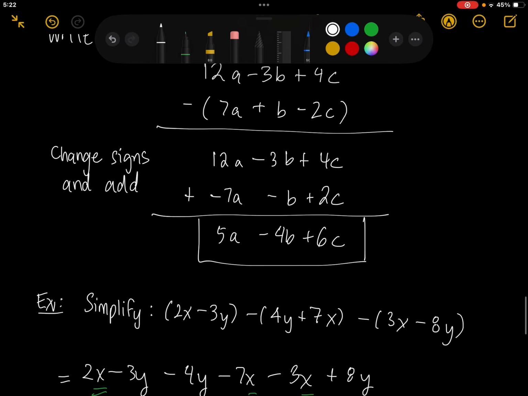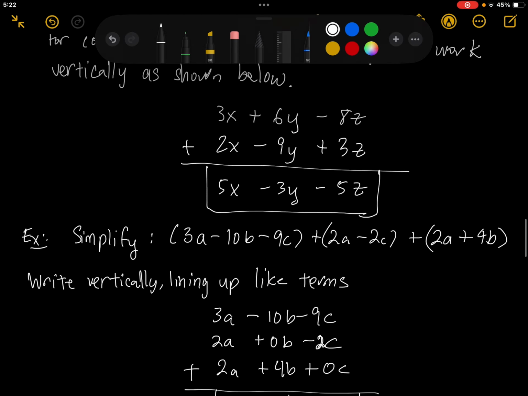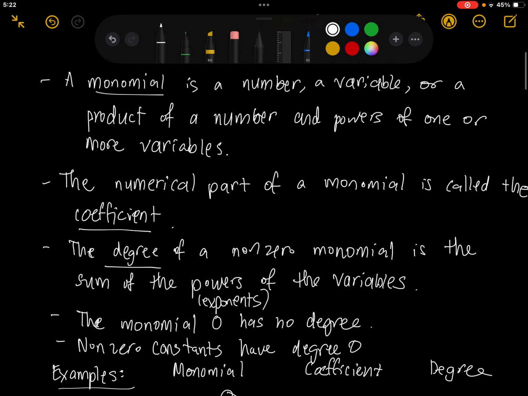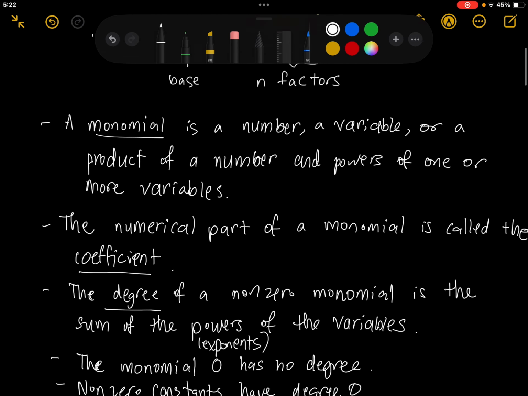So what we did in this video is we went over some of the vocabulary about polynomials, so monomials, coefficient, degree, okay, what like terms are, and then polynomial is just a bunch of monomials added together, the degree of a polynomial, and then how to add and subtract polynomials.